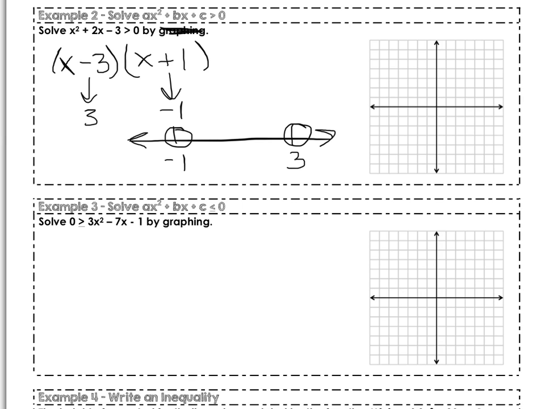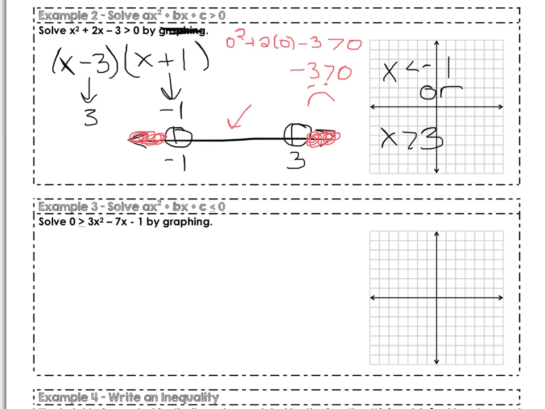What I'm going to do to determine where to shade is I'm going to pick a tester point, and I'm going to pick 0. Plug in 0 to see if that part is true, aka where I should shade, okay? So my original equation, 0 squared plus 2 times 0 minus 3, is that greater than 0? Is -3 bigger than 0? No. Therefore, we're not going to shade in the middle. We're going to shade on this side and this side, but you can also pick a tester point on either side. So this actually is going to be an or inequality, getting us the answers where x is less than -1 or x is greater than 3.